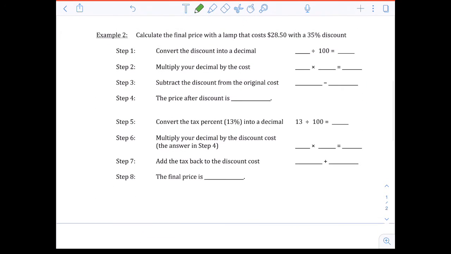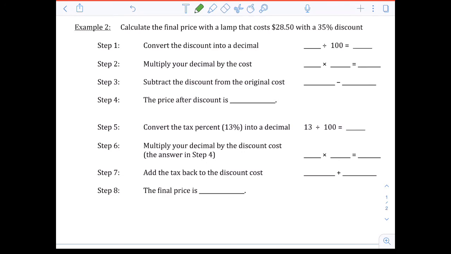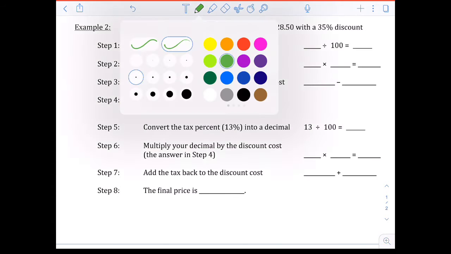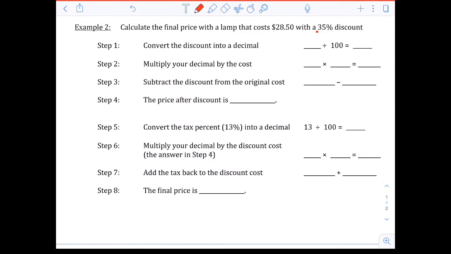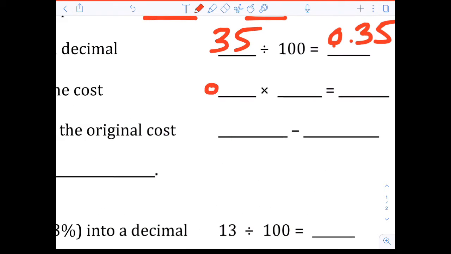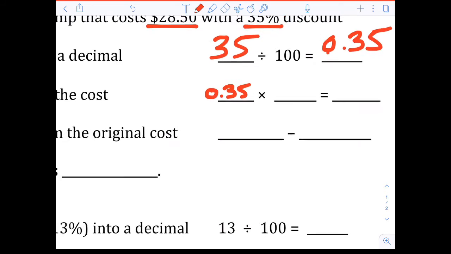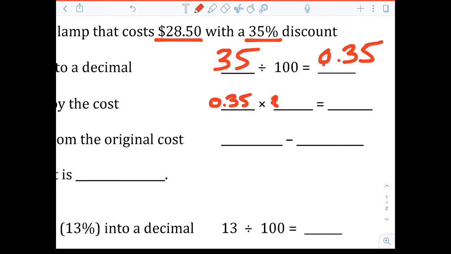Let's try one more. You can give it a shot if you want by pausing it. But we got one last one here. This one says calculate the final price of a lamp that costs $28.50, but it has a 35% discount. So I want to take 35% off of this price. So we want to put it into a decimal. 35 is 0.35. Then we multiply our decimal by the cost. So I'm going to be multiplying 0.35 by the cost of the item, which is $28.50.